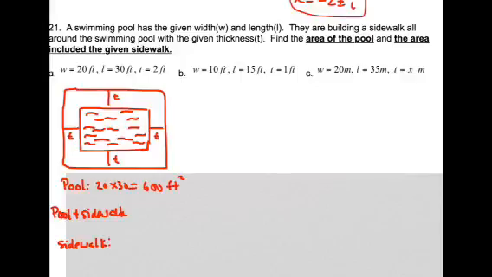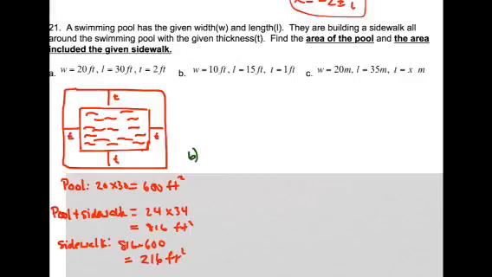The pool plus the sidewalk, well, the sidewalk is 2 feet wide, right? So it's 2 on each side. So it's going to be 24, because it's 2 on each side. So we're adding 4 by 34. And so that's going to give you 816 feet squared. Now, if they wanted you to know just the area of the sidewalk, then you would just subtract 816 minus 600. So that would give you 216 square feet.